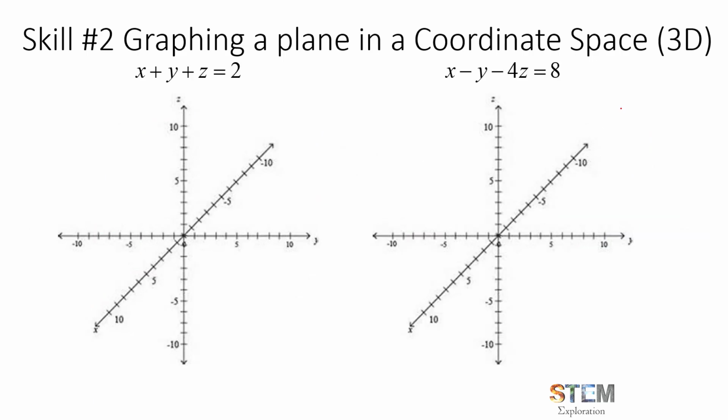Now what I want to talk about is how to graph a plane in a coordinate space. And the easiest way to graph a plane in a coordinate space is to go and identify the x, y, and z intercept and then draw it out.